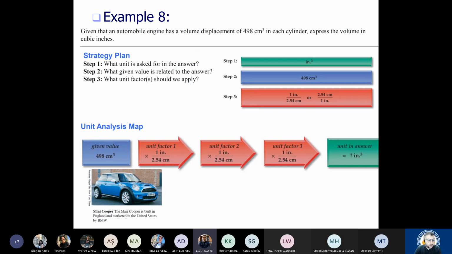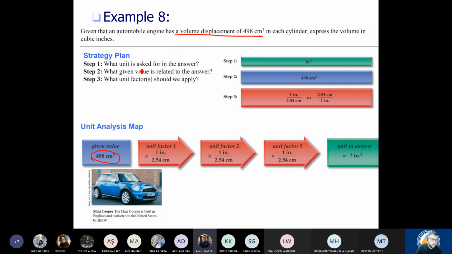Example 8. Given that an automobile engine has a volume displacement of 498 cm³ in each cylinder, express the volume in cubic inch. So how can you do it? First of all, what do they give you? They give you the volume of the engine, but this is for each of them. It is 498 cm³. So you write it.